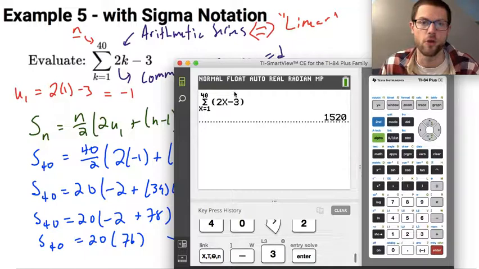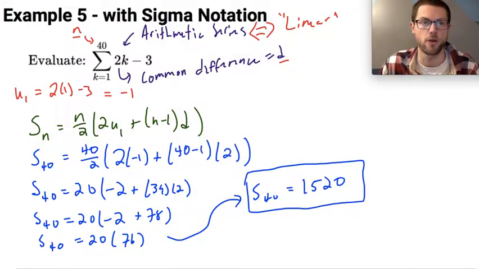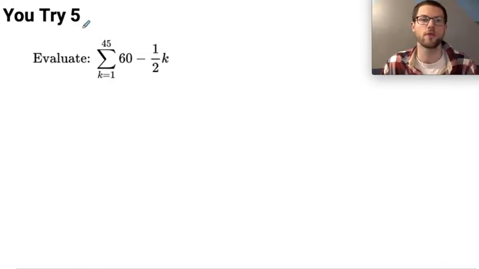If you don't, or if this is on a non-calculator part, you can do the process that we just talked about here. So why don't you do that actually? Why don't you try this example here? Try it out by hand first, try to identify those important pieces, and then check your work using the calculator.